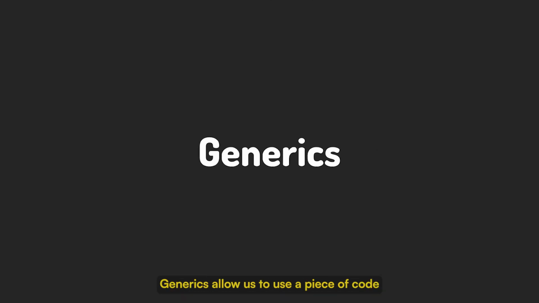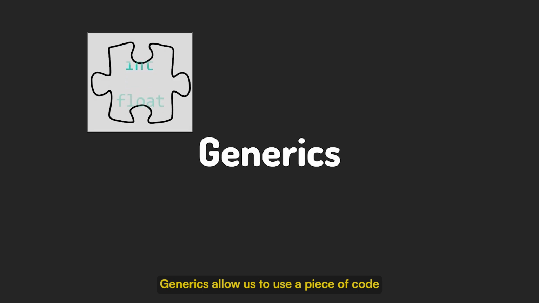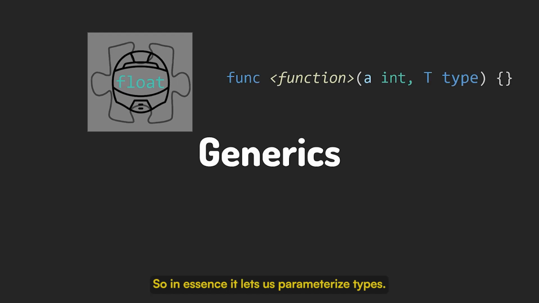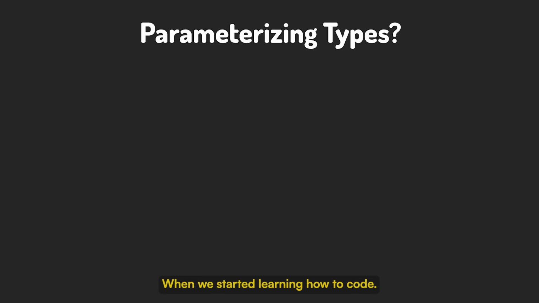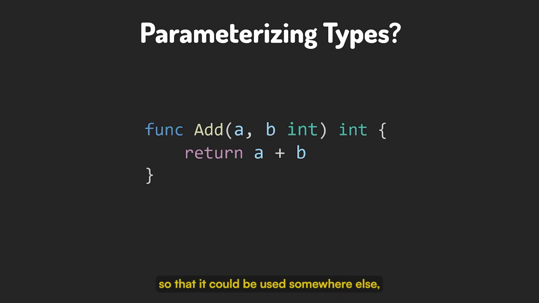So what are generics? Generics allow us to use a piece of code for more than one type while providing type safety. So in essence, it lets us parameterize types. What do I mean by that? When we started learning how to code, most of us first came across functions as a way to abstract away logic so that it could be used somewhere else, provided the parameters that the function operates upon are of a certain type and the return object from the function is also of a certain type as well. So it made our code reusable and abstracted away certain logic.